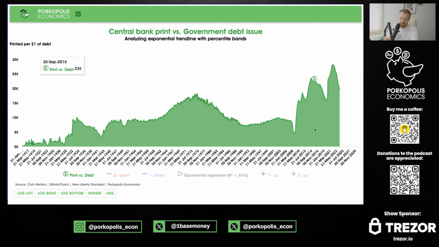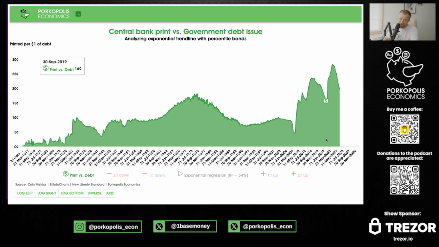Went down again. They tried to normalize the balance sheet all the way here to 2019. And you see we get here to September 2019. For every dollar the United States had issued and outstanding, 16 cents on the dollar. Then they had a little repo crisis here.